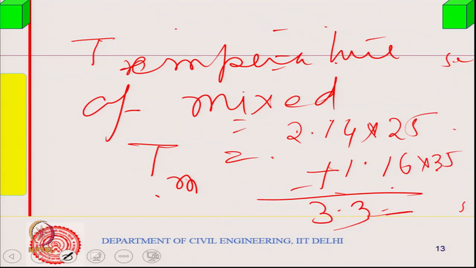because it is simply a linear relationship. So, the law of mixture lets you find out the mixture temperature. The mixture temperature will be somewhere in between the two, 25 and 28.5. So, that is the mixture temperature.